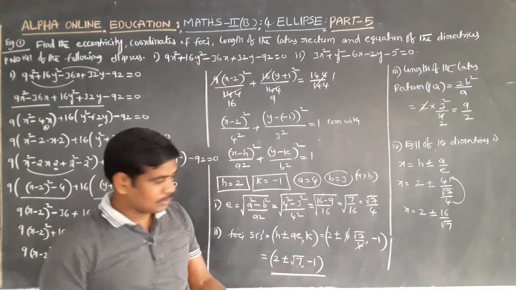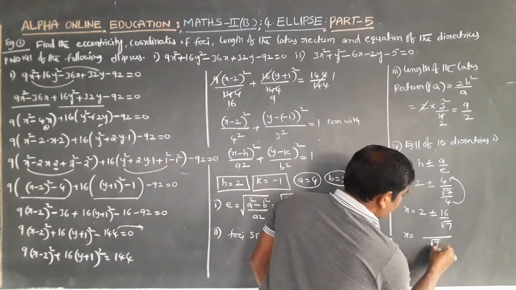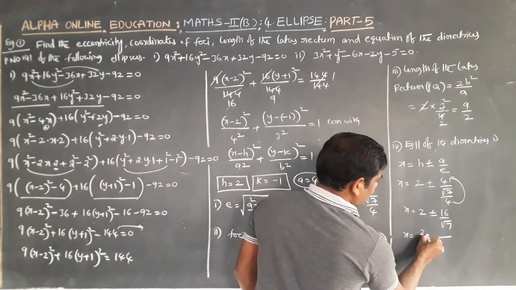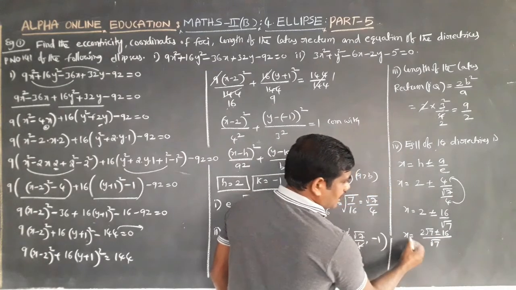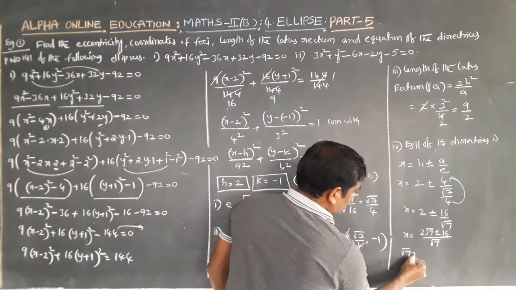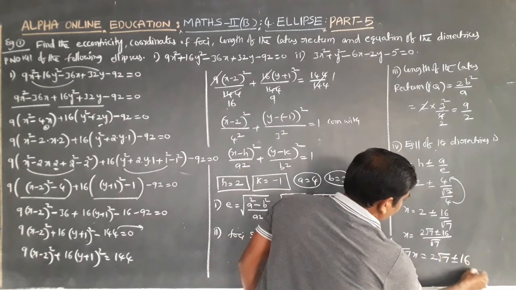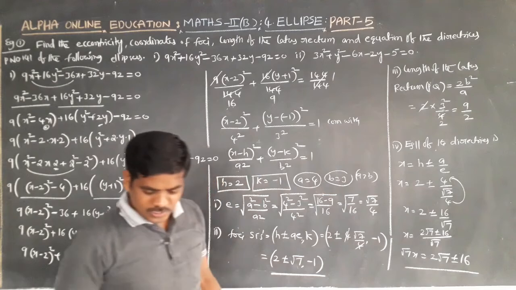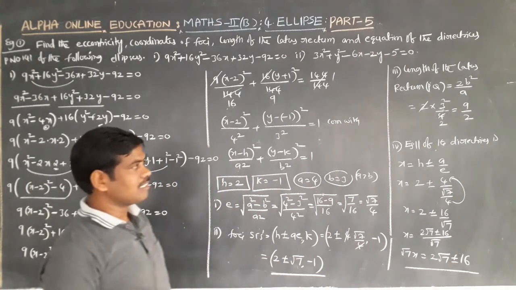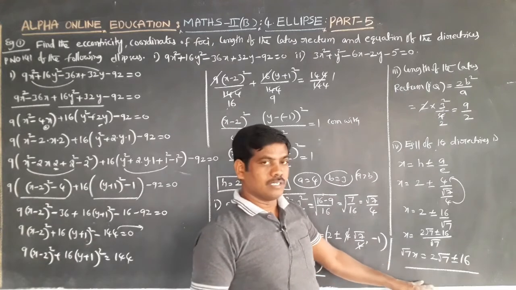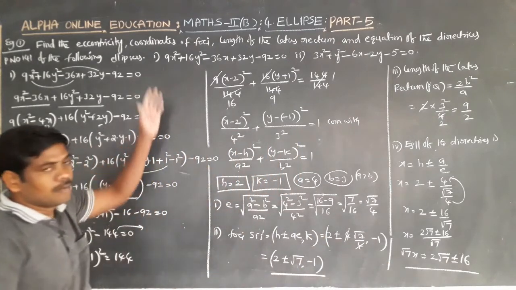x is equal to, here taking LCM root 7, 2 root 7 plus or minus 16, taking root 7 to the left side. Root 7 x is equal to 2 root 7 plus or minus 16. This is the equation of the directrices of the ellipse for the first one.